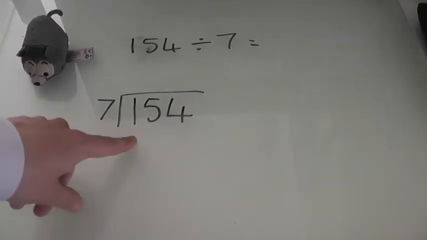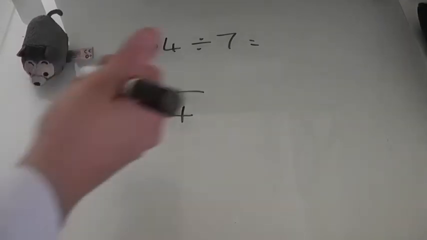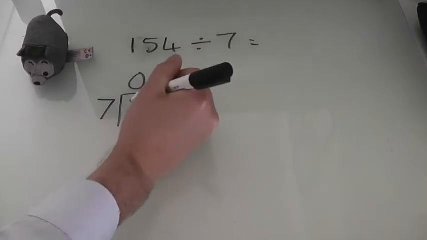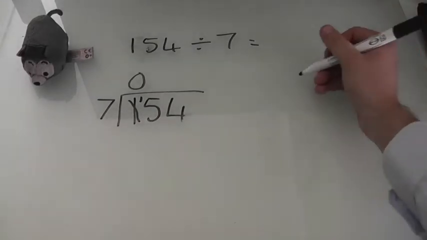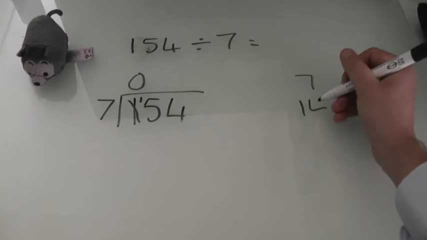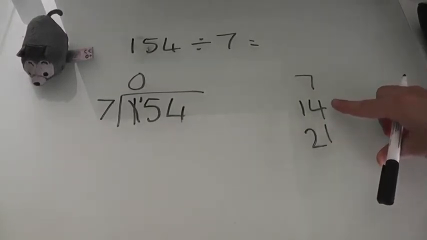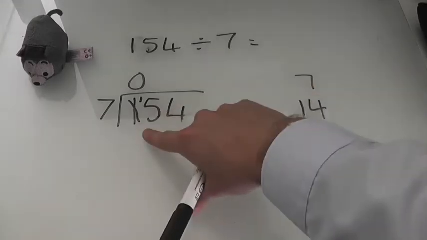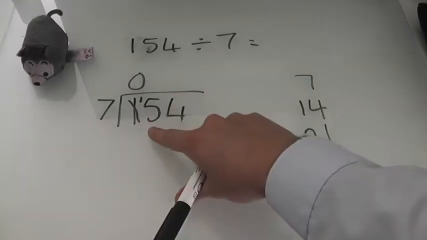So how many 7s go into 1? Can we do it? No. So we put a 0 there, cross out the 1 and carry it. So now we've got how many 7s can go into 15. Well, we know our 7 times table, or we should do. The closest we can get is 14, because 21 is over 15, that's too much. The whole idea is we try and get as close to this number as we can.